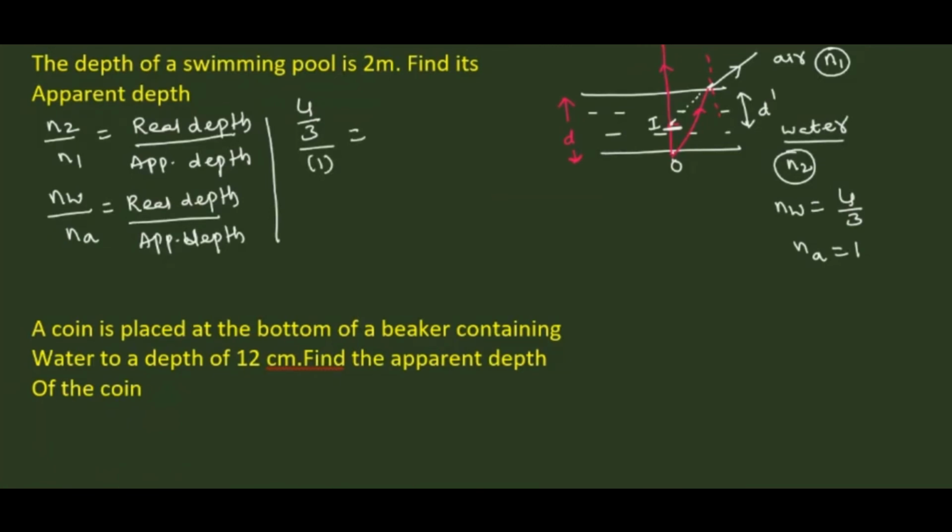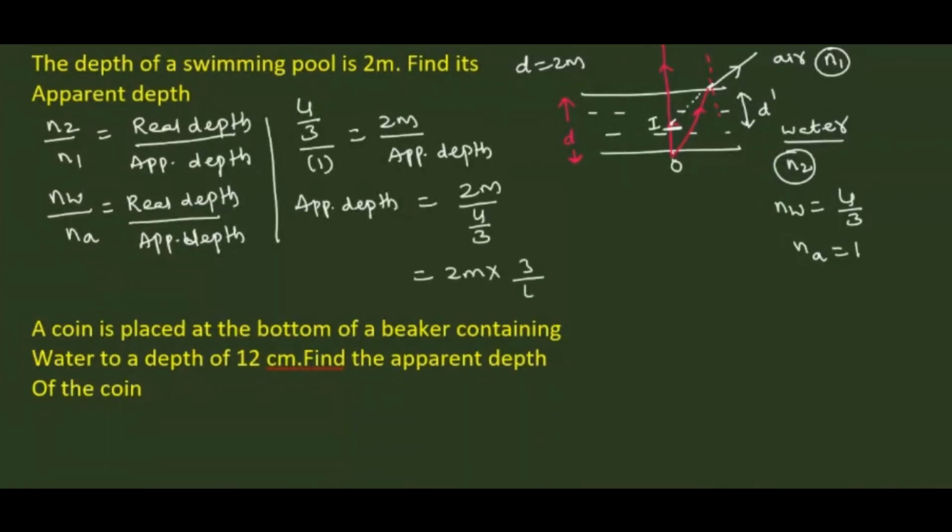So the real depth value is given, that is 2 meter. So here D is given as 2 meter. Substitute 2 meter by apparent depth. Then cross multiply, then apparent depth is equal to 2 meter by 4 by 3. It becomes 2 meter into 3 by 4. 2 1 ja, 2 2 ja, that is 3 by 2, that is equal to 1.5. So apparent depth is 1.5 meters, my dear children.